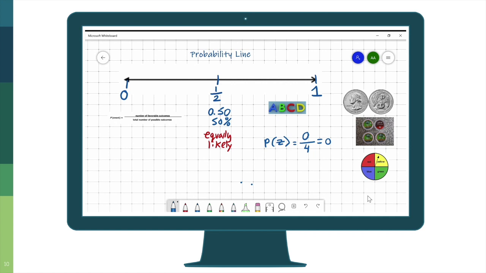So where would that go on our probability line? Yeah, it would go right down here at 0. 0 as a decimal and 0 as a percent. It is impossible to select a Z out of these 4 letters. So with that being the case, we would label this as an impossible event. And it goes on the far left-hand side of our probability line.